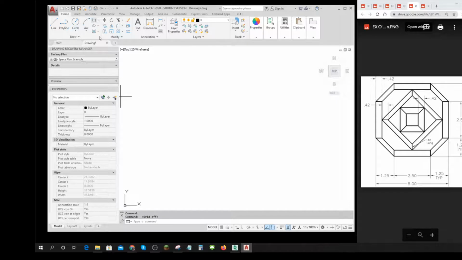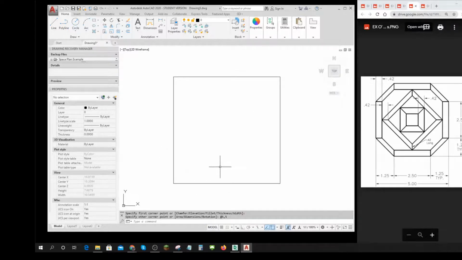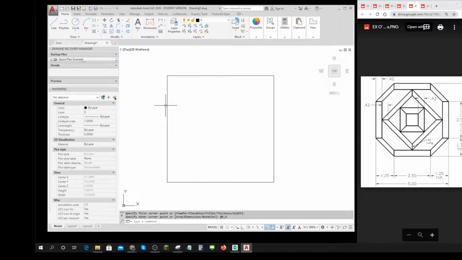So I'm going to start with a box again, where I'm at 5,5. It's a 5 by 5 box. And then I'm going to chamfer those ends, those corners. And I'm going to make it by distance. And my distance is 1.25 on one and 1.25 on the other. Click, click, enter, click, click, enter. And enter redoes my command. Enter.